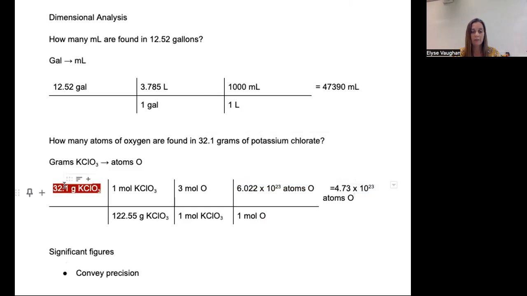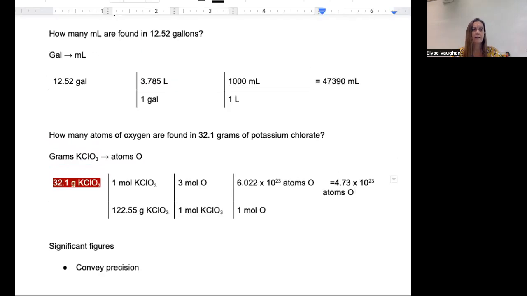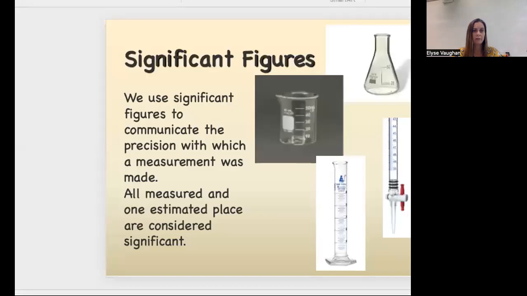So here we started with 3 significant figures. All of these conversion factors, this one has 5 significant figures. The others are exact. So this answer is going to have 3 to match the least precise number that I began with. So our significant figures are going to convey our precision. So we're going to jump out of here and go talk about significant figures really quickly.